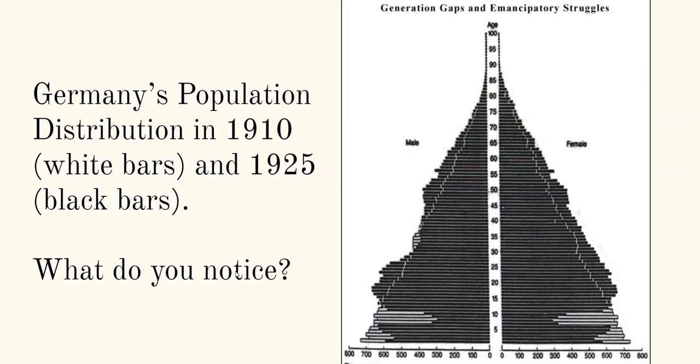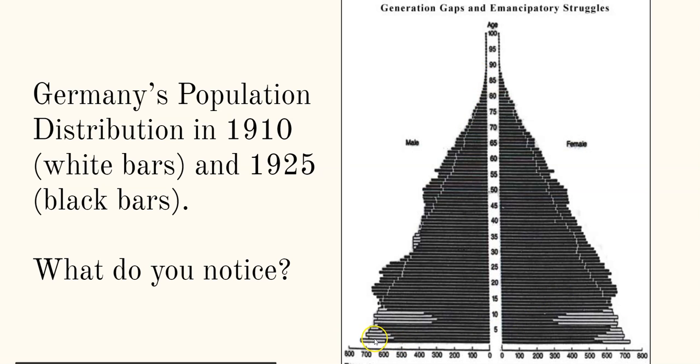The way this graph is structured is a lot different from some that you may be used to, so let me explain it real quickly. Essentially, there are two different time periods going on in this graph: 1910 and 1925. The white bars are what's going on in 1910, and the black bars are what's going on in 1925. And what this is supposed to show is the difference between these two time frames. In addition, it's showing all of the population of Germany categorized by age.